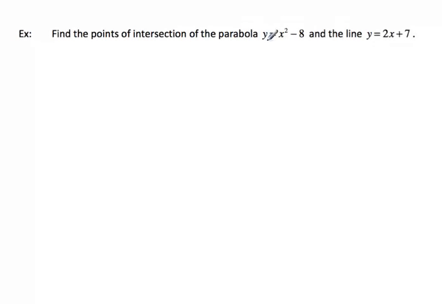So this y value, let's call that y1, has to be the same as y2. So we set them equal to each other. x squared minus 8 is equal to 2x plus 7. And now we need to solve for the x values that would make that true.